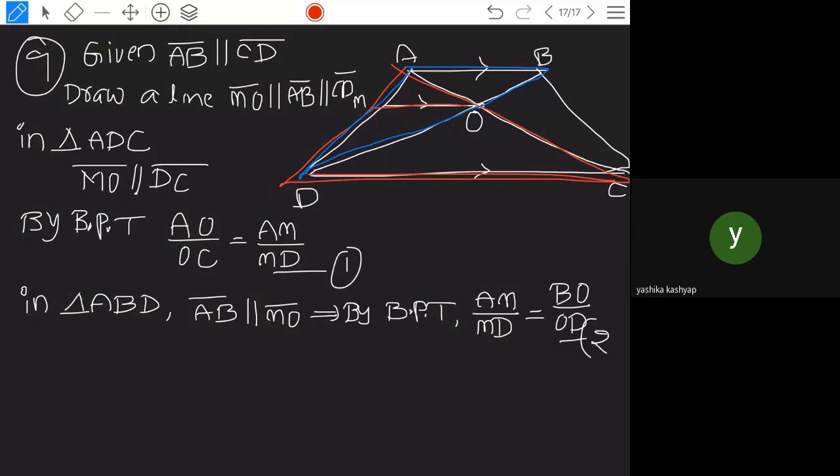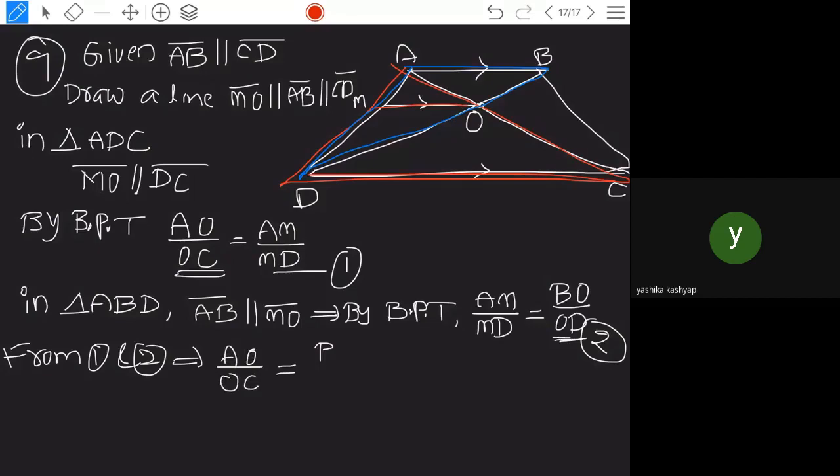From 1 and 2, what do you get? AO by OC is equal to AM by MD. Here AM by MD is equal to BO by DO. So this part is equal to this, you will get now. So AO by OC is equal to BO by OD.